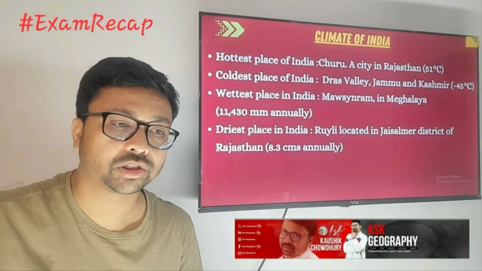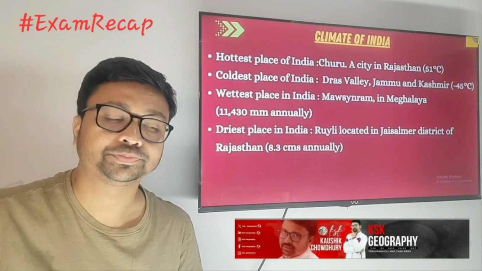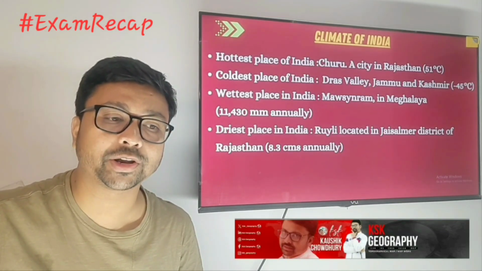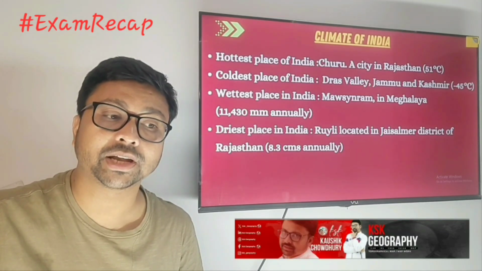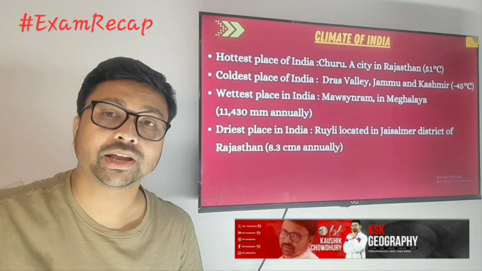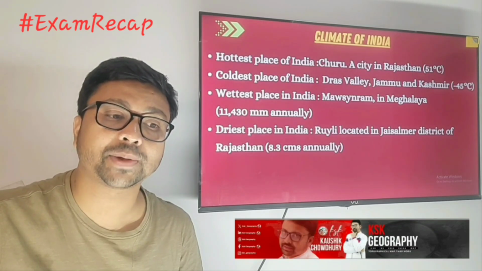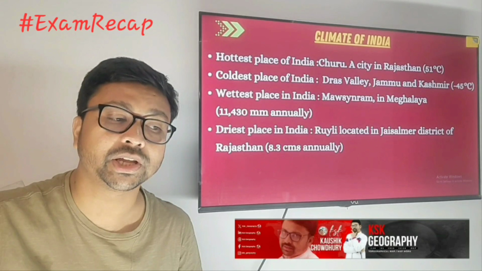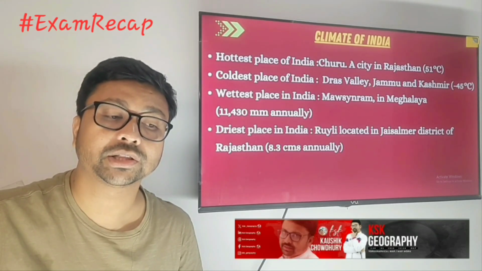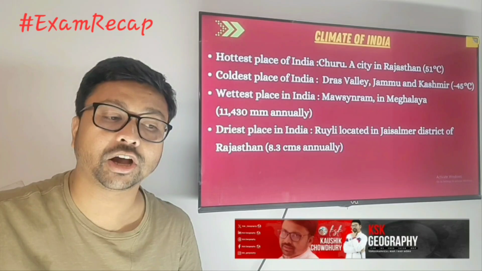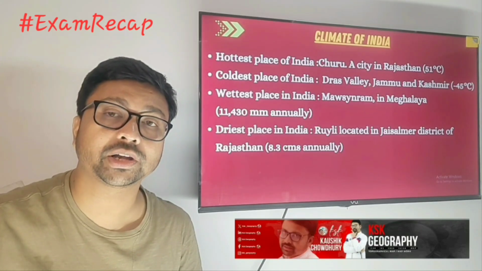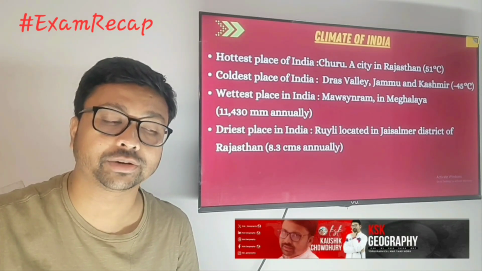Next, let's start the topic with MCQs. Here you can see I have given 4 important place names. The hottest place is Churu, located in Rajasthan, with a temperature of 51 degrees Celsius. The coldest place in India is Dras Valley, Jammu and Kashmir, with a temperature of minus 45 degrees Celsius. The wettest place, with very heavy rainfall, is Mawsynram in Meghalaya, or Cherrapunji. And the driest place in India is Ramgarh, located in Jaisalmer district of Rajasthan. Those are the important data you need to remember for your MCQ questions, right?